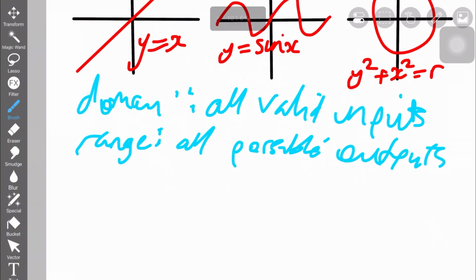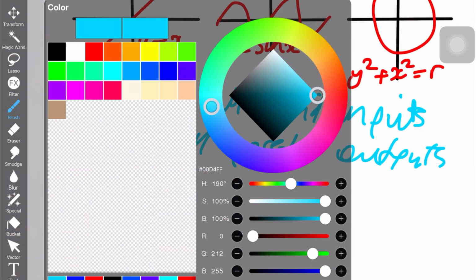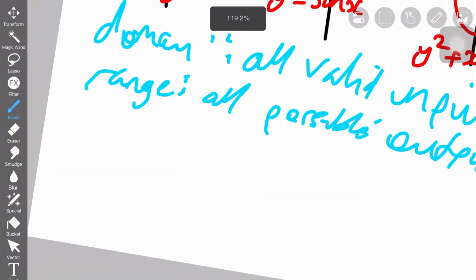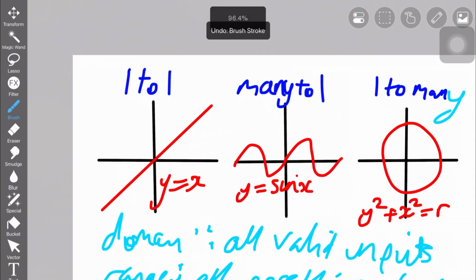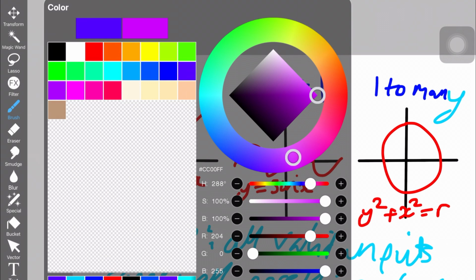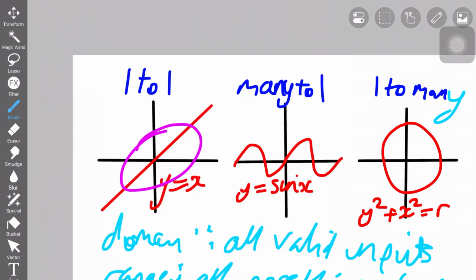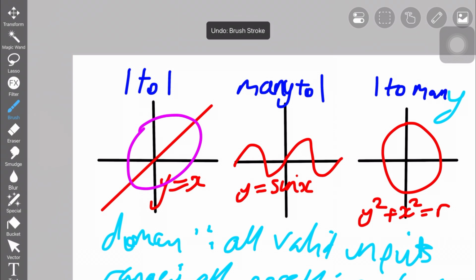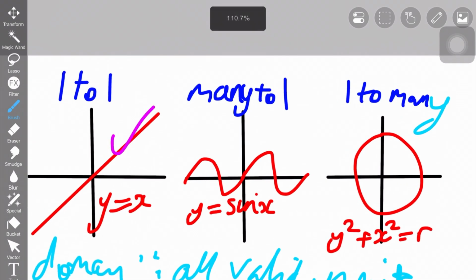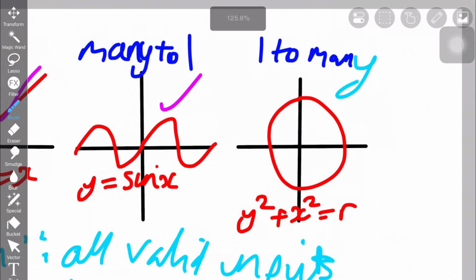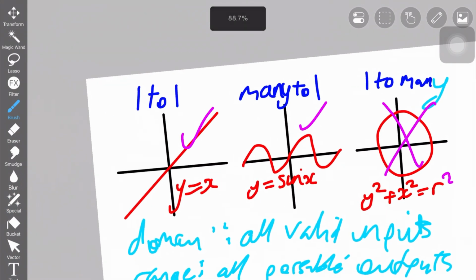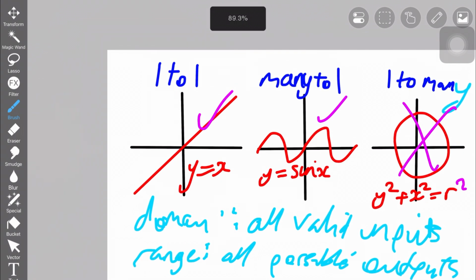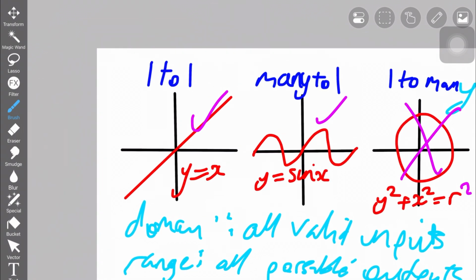Now, the last thing to know about mappings is that there is a special type of mapping which is called a function. A function has a couple prerequisites. We can look at these right here. Let's say we have this mapping, y equals x. Is this considered a function? Yes, this is a function. So let's tick that. y equals sine of x. Is this a function? Yeah, that's a function. Let's tick that. y squared plus x squared equals r squared. Is that a function? No, that's not a function. So what's the difference between these? A function is a specific type of mapping which has to obey the following rules.